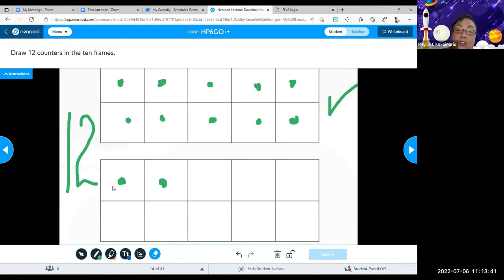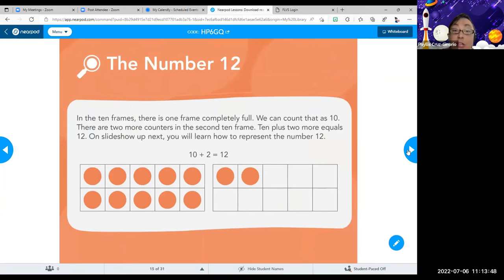And then you can move into your second 10 frame and keep going. 11, 12, done. All right, check your answers. Yes, they're in this number 12.